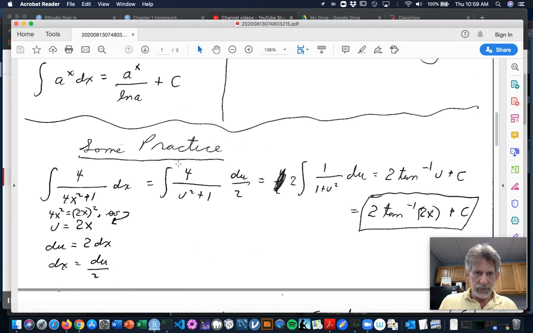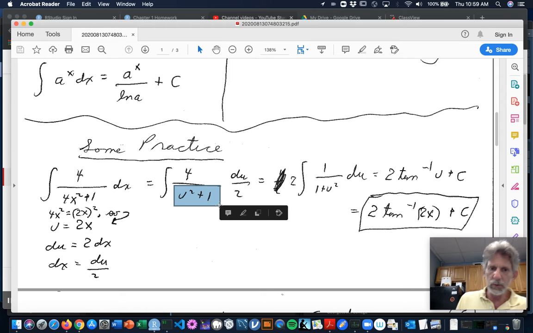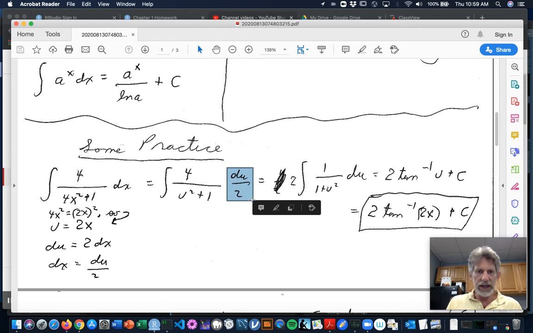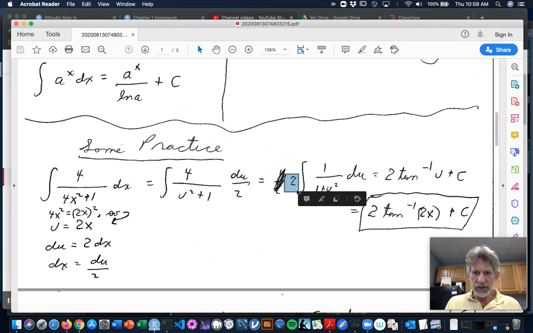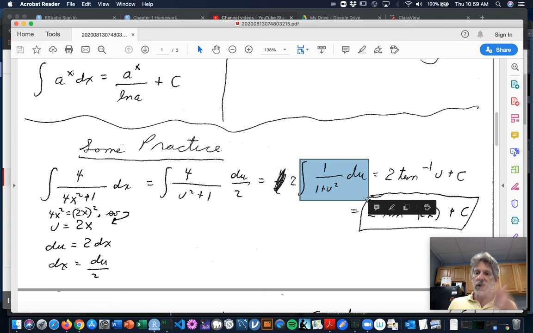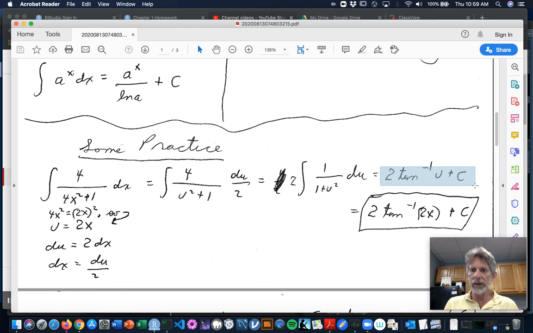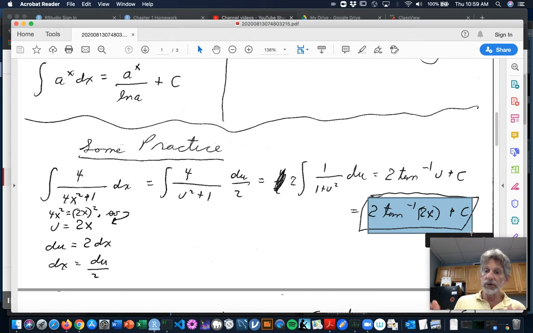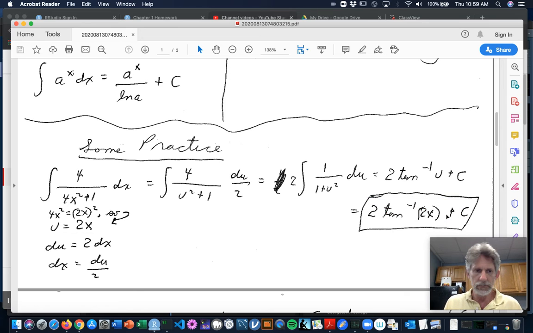So let's try our substitution. 4x squared plus 1 would be u squared plus 1. Here's my dx. And 4 over 2 makes a 2, which I take outside. And lo and behold, I now have the indefinite integral fact staring me in the face. This indefinite integral is going to be 2 times tangent inverse of u plus c. And so the answer to my problem is 2 tangent inverse of 2x plus c.